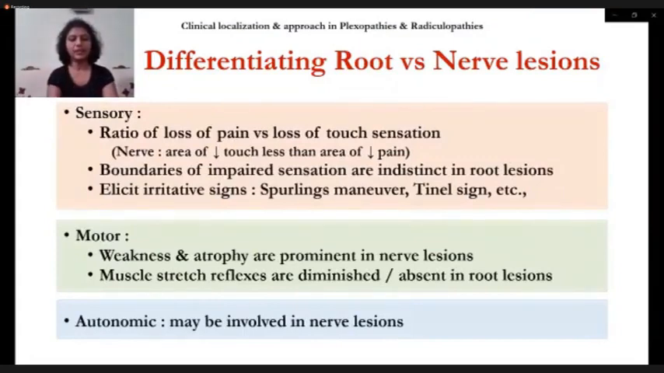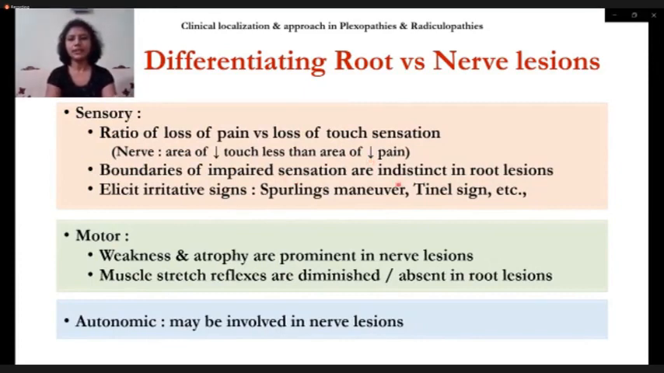Apart from finding out whether the pattern of sensory deficits fits a dermatome or a nerve distribution, while acknowledging that there are many common areas of sensory disturbance between mononeuropathies and monoradiculopathies, one must also note the ratio of loss of pain versus the loss of touch sensation. In the case of peripheral nerve involvement, the area of reduction in touch is less than the area of reduction in pain. The reverse is true in case of a radicular involvement.